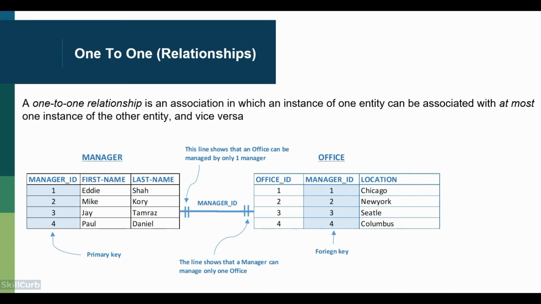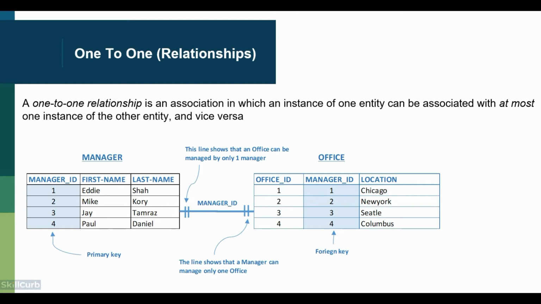So manager ID being in the office table, this particular column is a foreign key because it is present in the manager table. So now there's a parent relationship. And if you look at the line that connects these two tables, it's a straight line with two dashes on the side. So what that depicts is that the manager can only manage one office. If you look from the office to the manager side, it says an office can be only managed by one manager. So it's a one-to-one relationship.